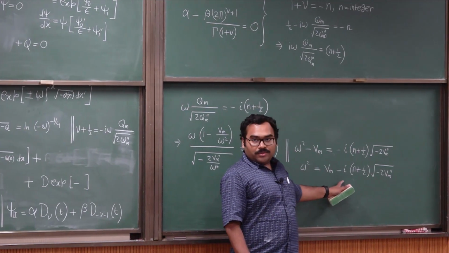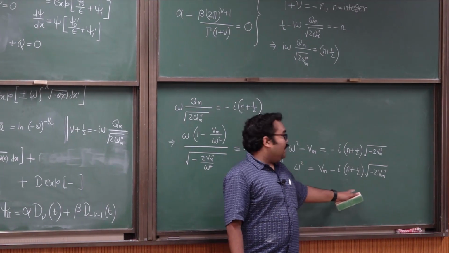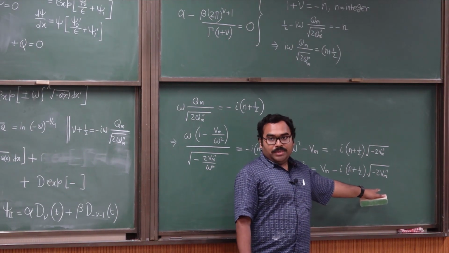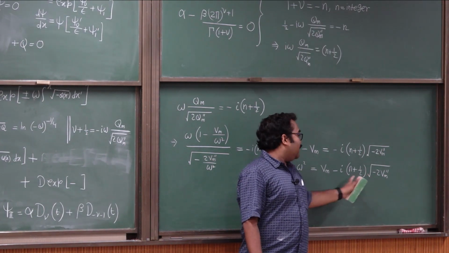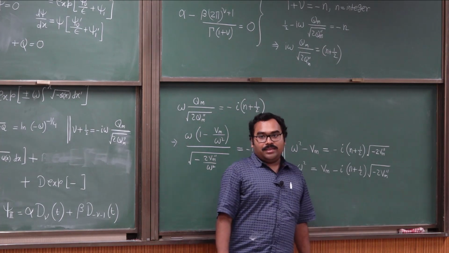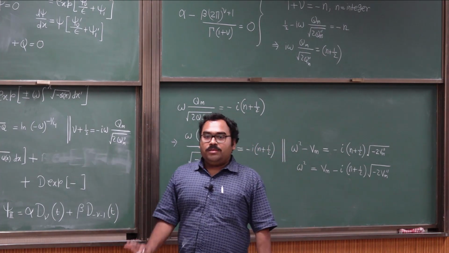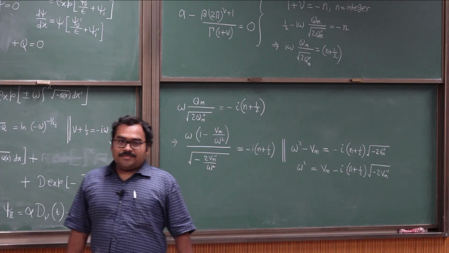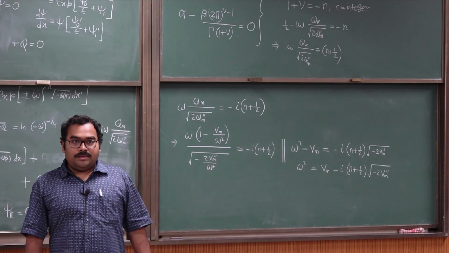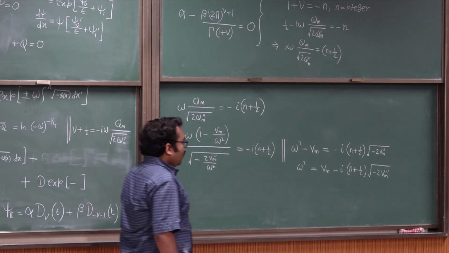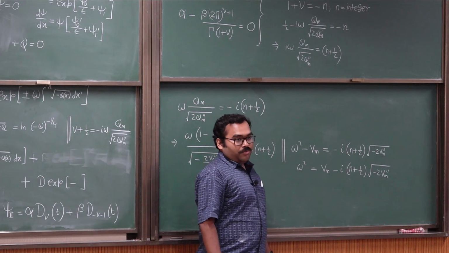You have a good I over there. If Vm double prime is a minima, then there would be another I coming from here, which will cancel that I over there. And then omega will be purely real. Right? Clear? But I want omega. I do not want omega square.